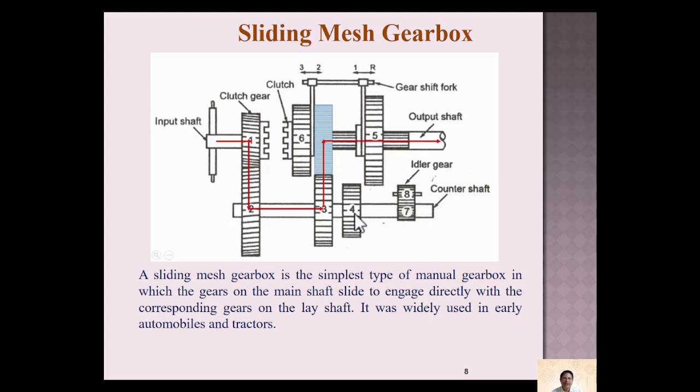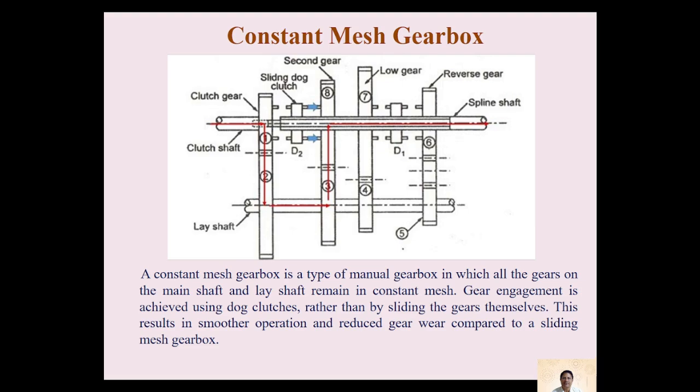A sliding mesh gearbox is the simplest type of manual gearbox in which the gears on the main shaft slide to engage directly with the corresponding gears on the lay shaft. It was widely used in early automobiles and tractors.